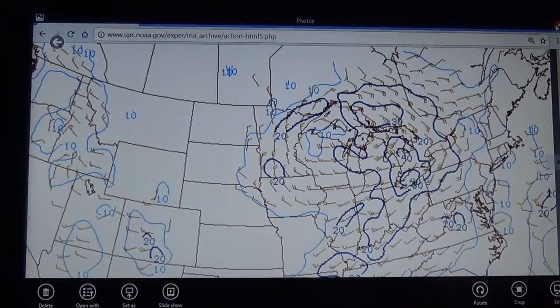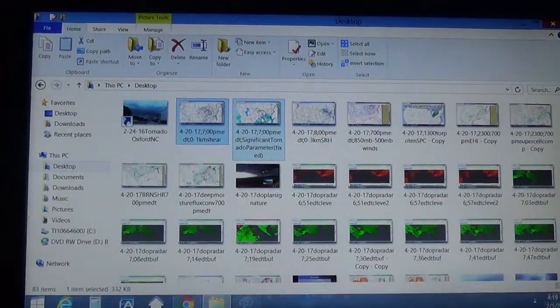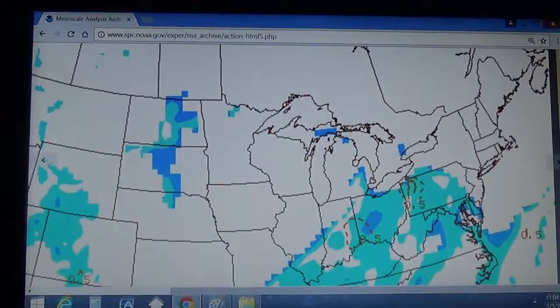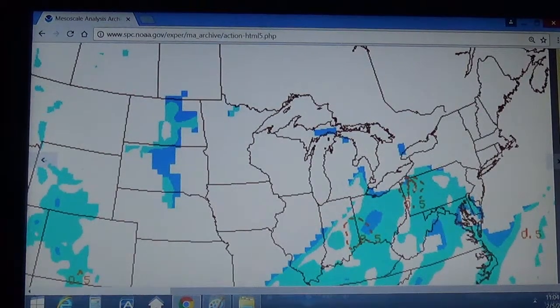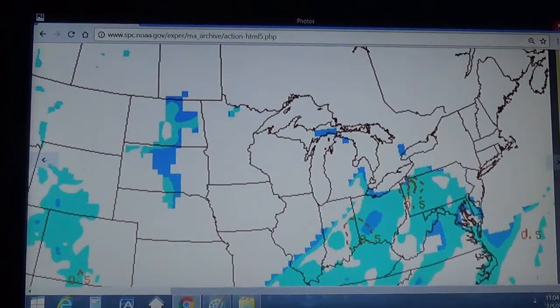I'm going to give you 4 main parameters. There's a significant tornado potential, or I think that's what it's called. This is fixed. You see it's a 1 here in the area of where the severe supercell is.